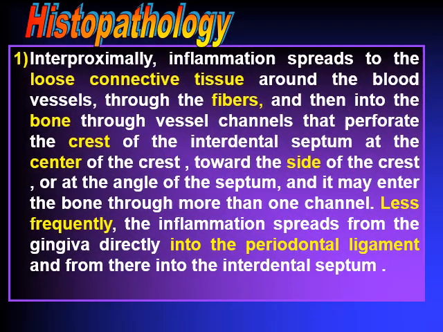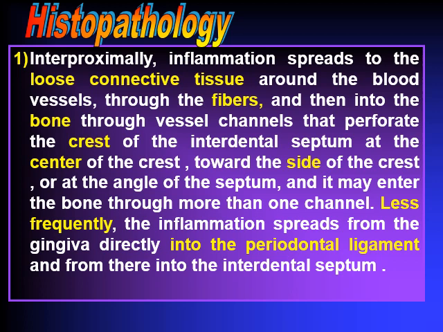So, extension of inflammation from the gingiva to the periodontium has two main pathways. Number one, the interproximal pathway. Number two, the buccal or facial or lingual pathway. Interproximally, I will show now in the diagram how the infection or chronic inflammation of the gingiva spreads to the bone.